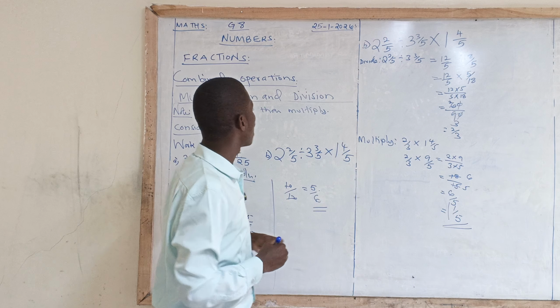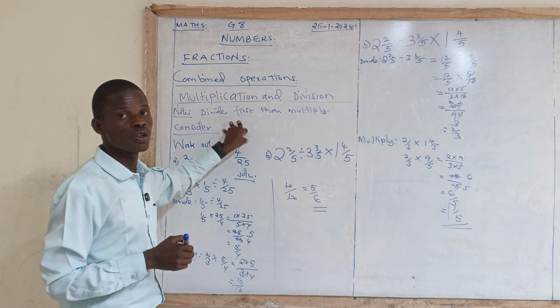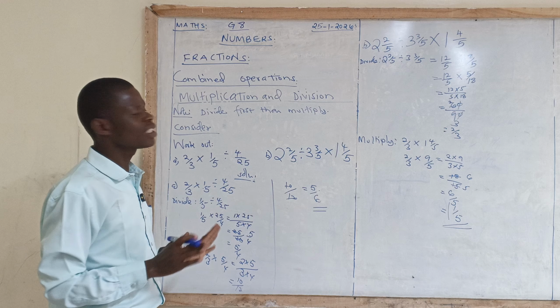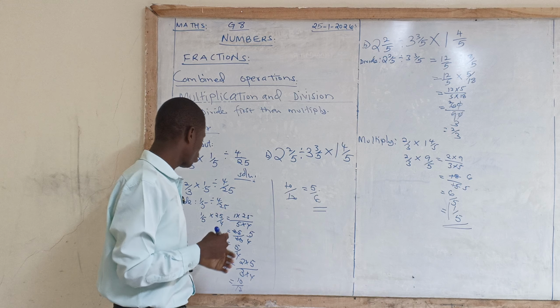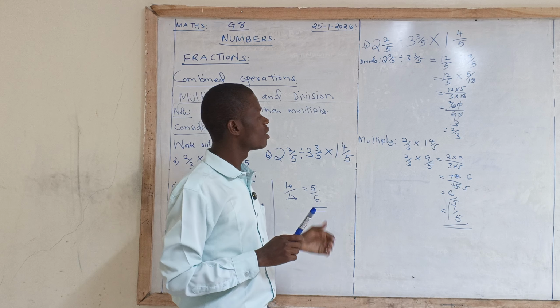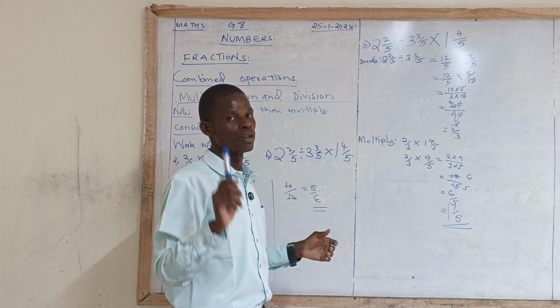So that is now combined operation for multiplication and division. Combined operation, multiplication and division. As simple as that. We are not going to struggle. We are going to ensure that maths is made as simple as possible. So in case you have any topic that you want us to do for you, you just type.